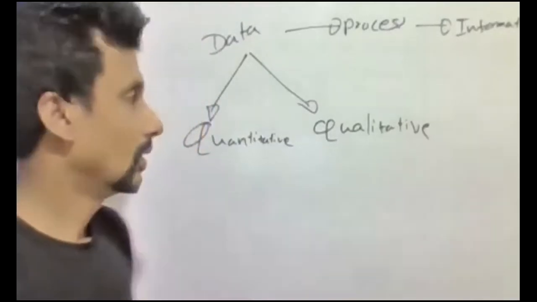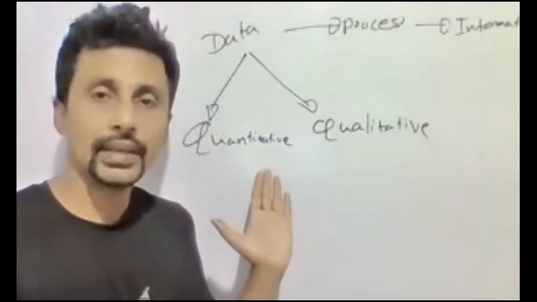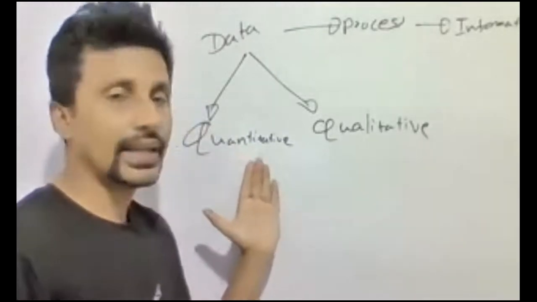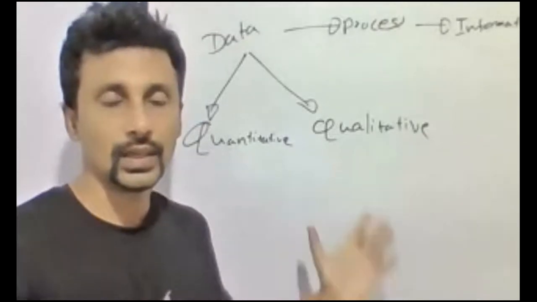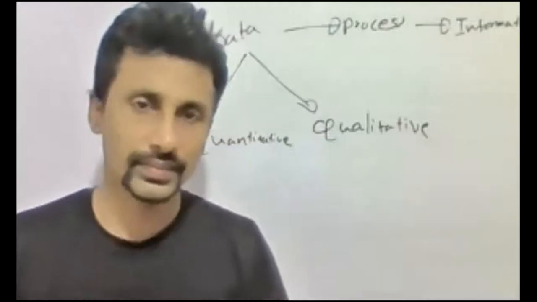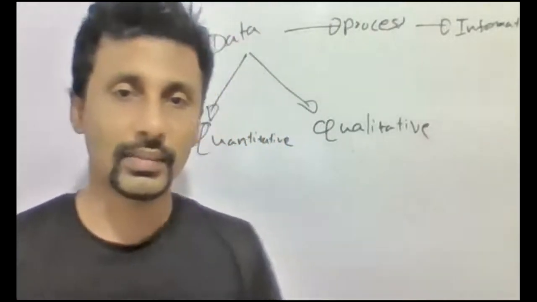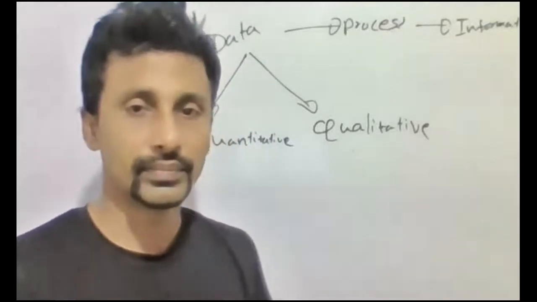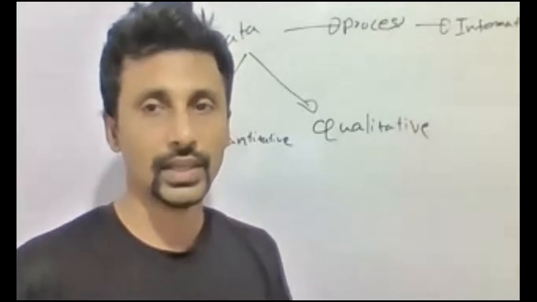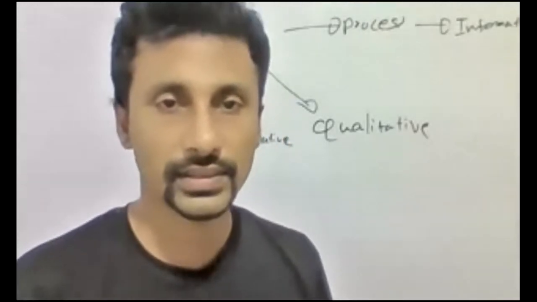When you take data, data can be classified into two: quantitative and qualitative. Quantitative data means that you can count or you can measure. You can measure it by using some kind of method. So I can tell 4 students are there in my class.